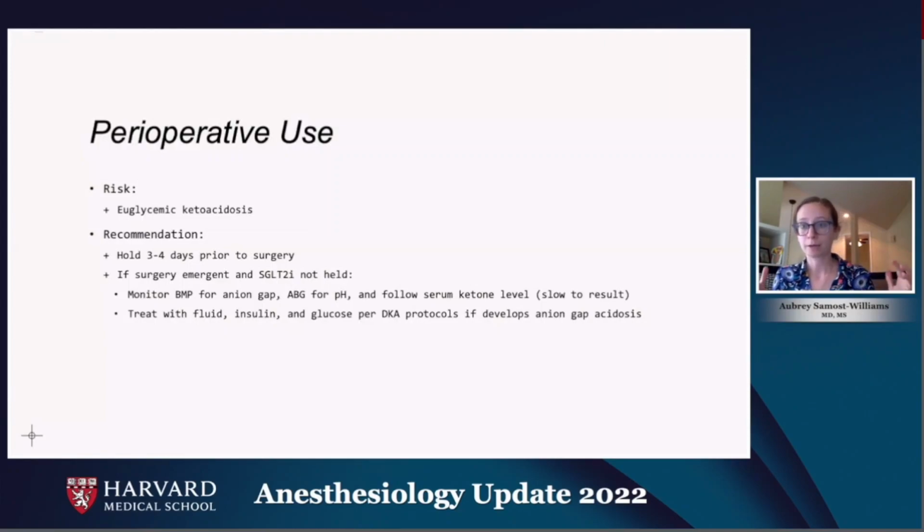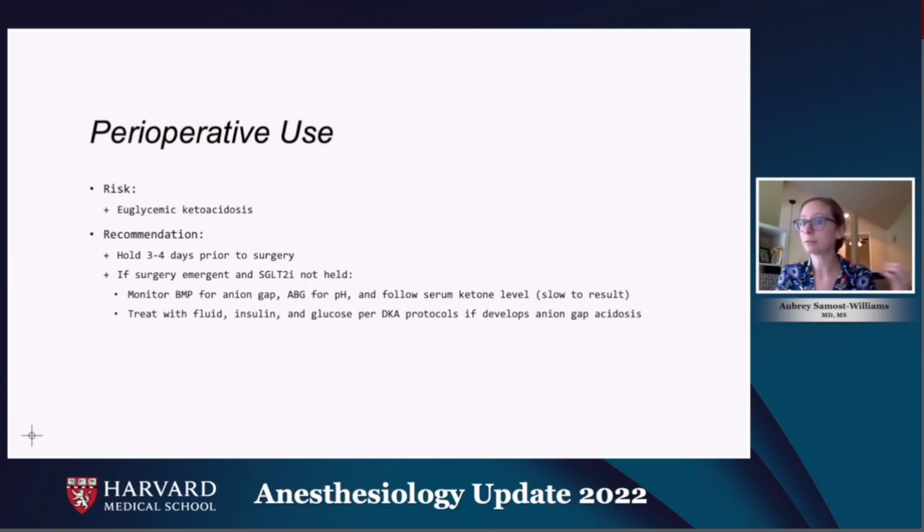So perioperative use. The risk here is euglycemic ketoacidosis, which we just harped on. So we're going to hold 3 to 4 days prior to surgery. And this is really the only agent where I can say, look, I have reasonably good data, and I can say that this is definitely the right thing to do.